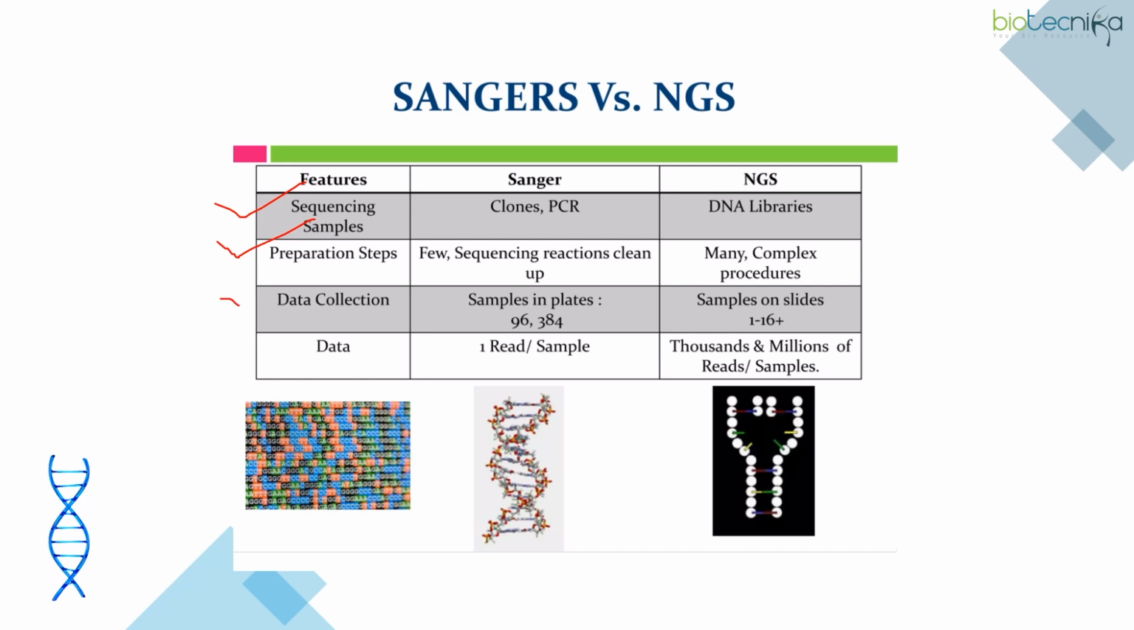Then we have the data collection. So you can collect the data with respect to the samples. But here you can collect the samples with the slides, right? Whereas the data is read per sample. That is one of the limitations or drawbacks of next generation sequencing, because Sanger sequencing used to take one read per sample, right? Whereas next generation sequencing is taking millions or thousands of reads per sample. Okay, and that is one of the great applications of using next generation sequencing for the analysis and to look for accurate and quick results accordingly.